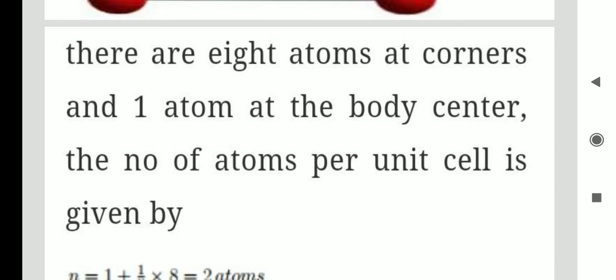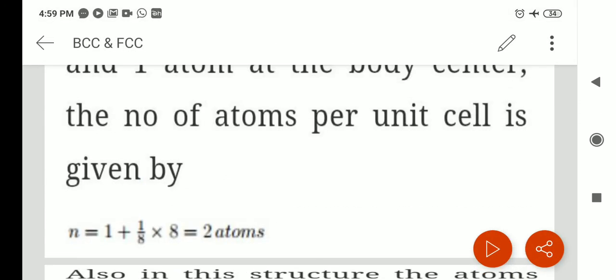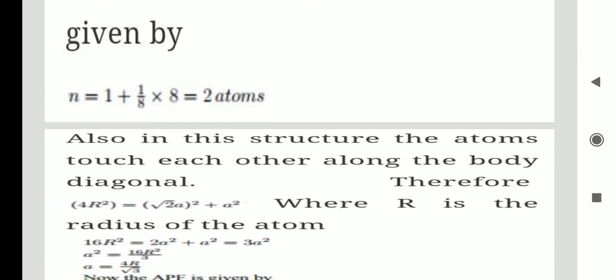The number of atoms per unit cell is given. How many atoms? That we simply define as the number of atoms. 1 atom is extra, 1 plus 8 into 1 by 8. Then 2 atoms are present in the body centered cubic structure. What is that? 1 is the extra atom plus 8 into 1 by 8, which is nothing but 2 atoms. So, in this structure, the atoms touch each other along the body diagonal.